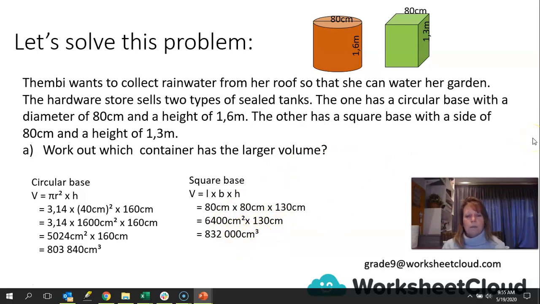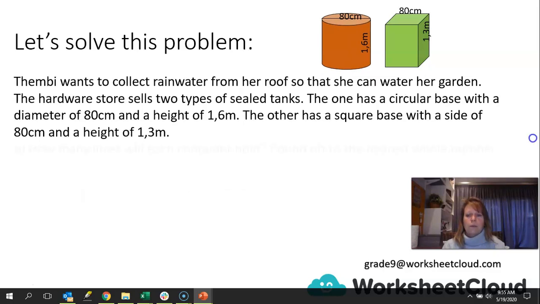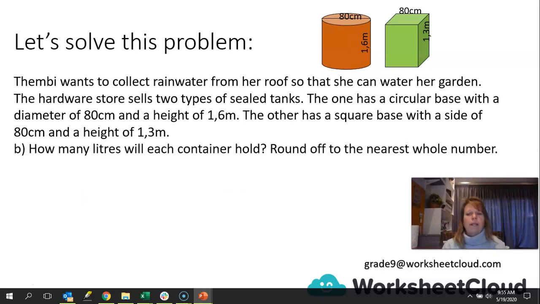Right, so which one has the bigger volume? Obviously, the square base tank has the larger volume. Everybody happy? Right, let's go on to the next one. The next one was how many liters will each container hold, and round that off to the nearest whole number.